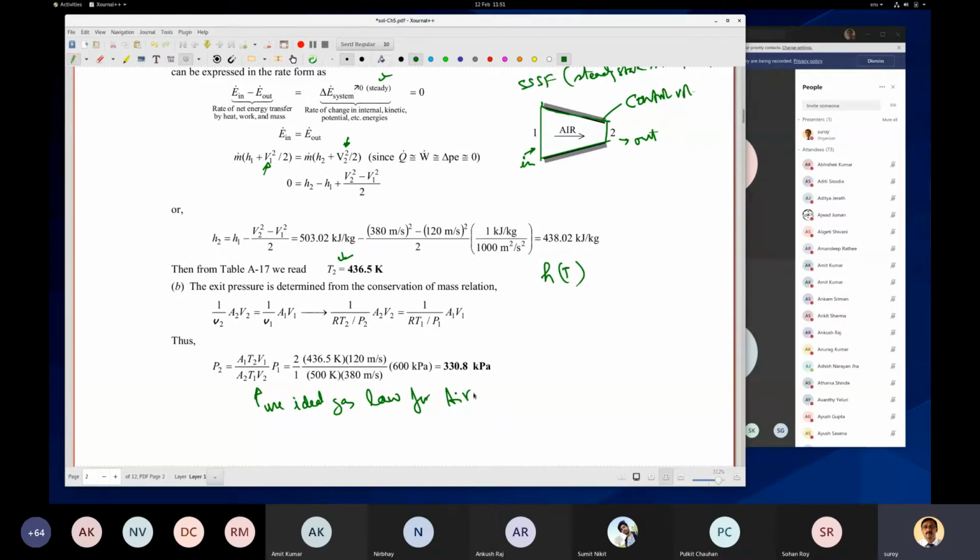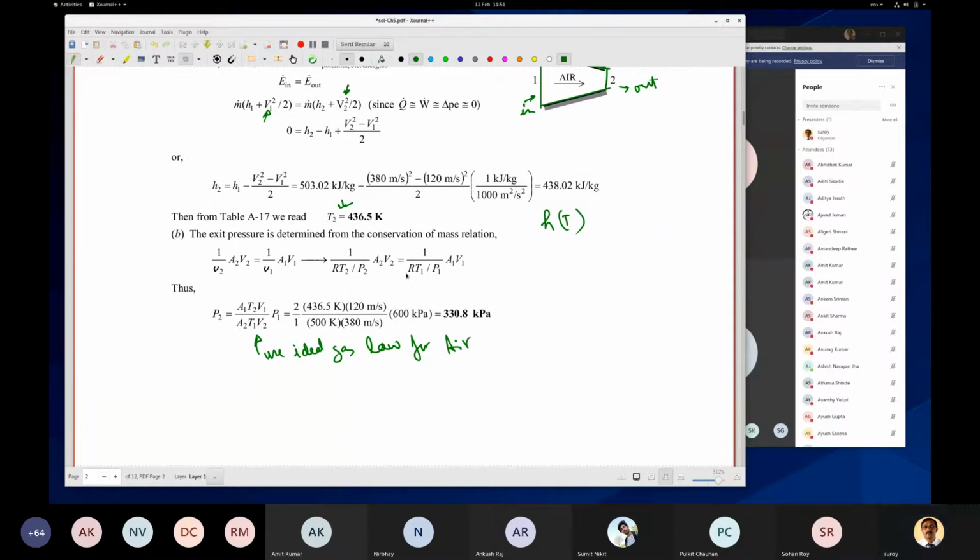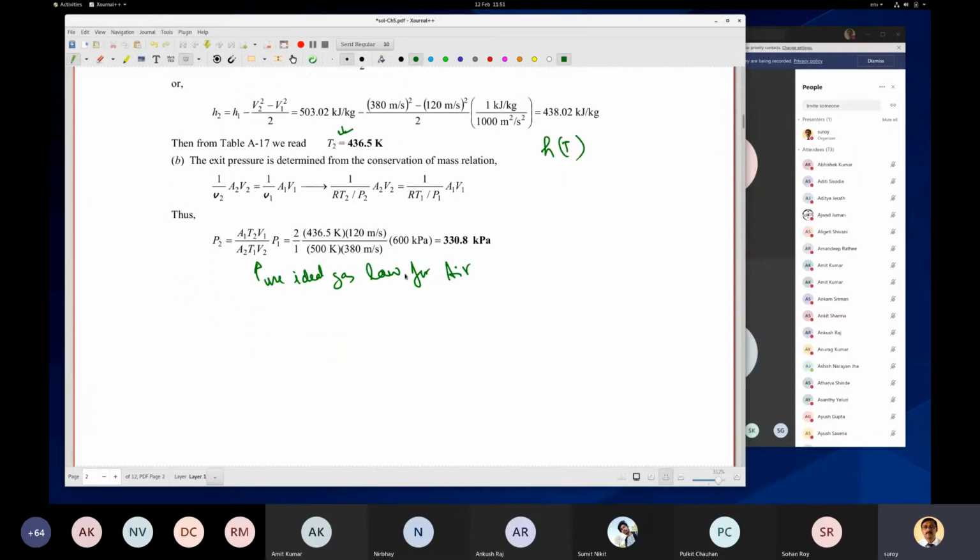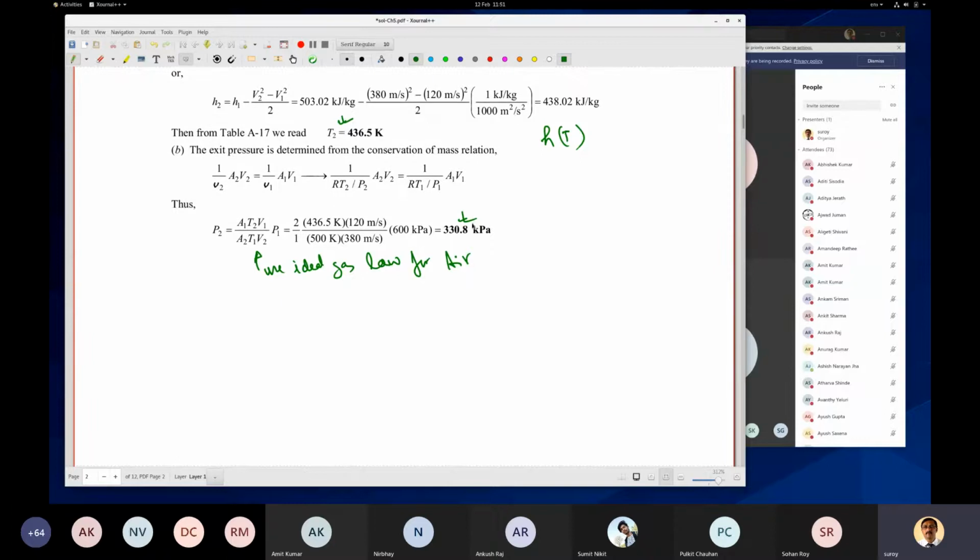For air, right? So this way you are able to get the pressure also. So it's an example of conversion of change in enthalpy due to kinetic energy inside the nozzle.